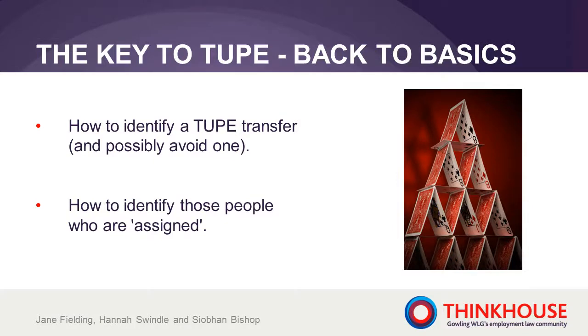So, here's the overview of what we're going to be covering today. We're looking at the key aspects of TUPE and taking it back to basics. The two key questions are, firstly, how can you identify a TUPE transfer? And related to that, is it possible to avoid a TUPE transfer? And secondly, who is assigned or who transfers if there is a TUPE transfer? We're going to focus on these two fundamental issues because all of the key TUPE-related risks flow from these crucial questions. So I'm now going to hand over to Jane Fielding.